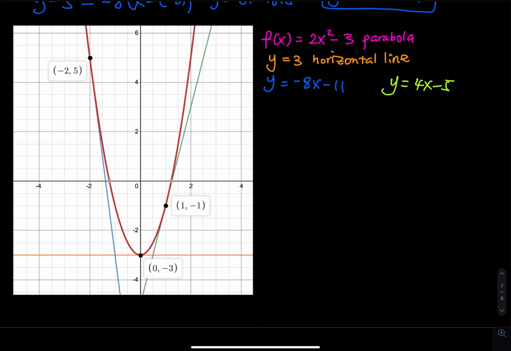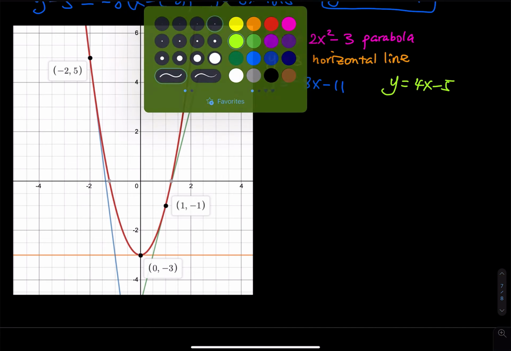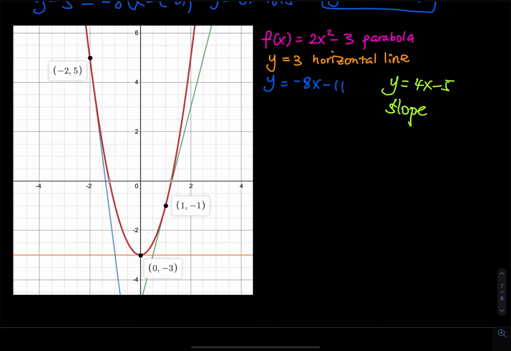And then the next point I gave you is 1, negative 1, which is right over here. And then what is the tangent line? The tangent line is 4x minus 5. So with 4x minus 5, the slope is equal to 4, right? Which is going uphill. So that's why the green line is going uphill. Now, we have a parabola. At 1, negative 1, what is the slope? The answer is the slope is equal to 4. Because the tangent line has slope equal to 4, at 1, negative 1, the slope of the tangent line is the same thing as the slope of the parabola.